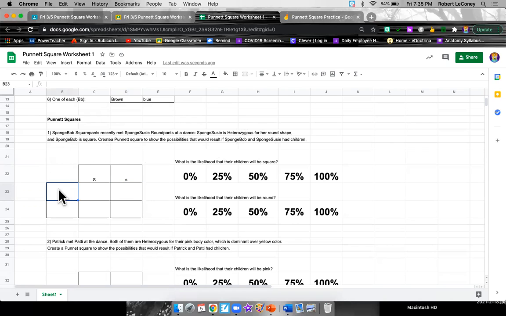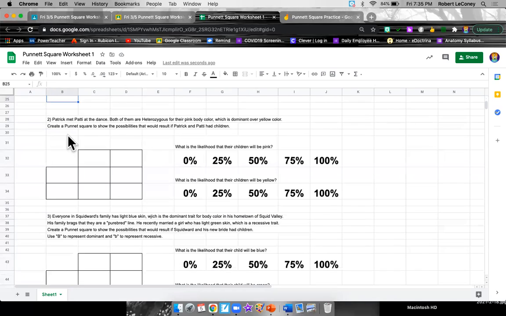So little s, little s. There, that is set up now. And just like the other Punnett squares we just did, bring the big S all the way down, little s all the way down, this little s all the way over, this little s all the way over.